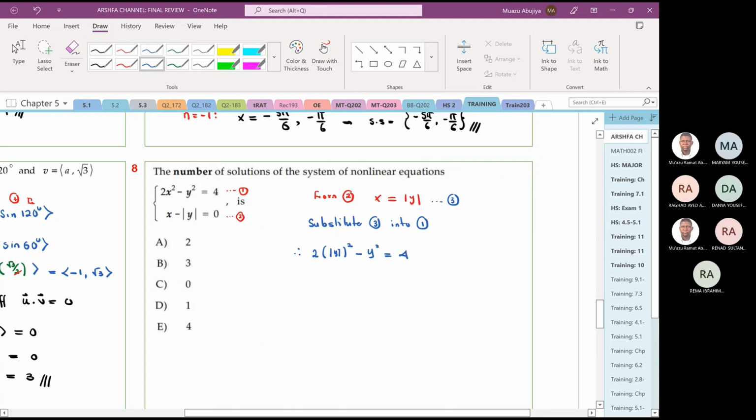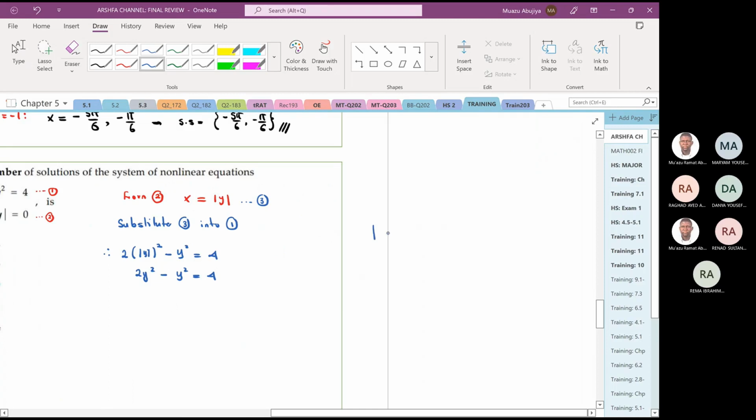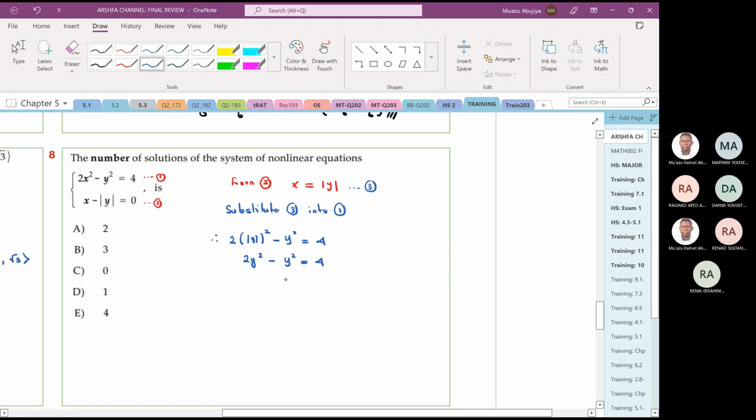Now let us simplify this one. If we simplify, what do we get? We are going to get 2y squared minus y squared to be equal to 4. Why did we say this? We know that the absolute value of y, squared, is going to be equal to y squared. Because of the power, the square removes the negative sign, so there is no need for the absolute value any longer. So here now, when we simplify, we are going to get y squared to be equal to 4.